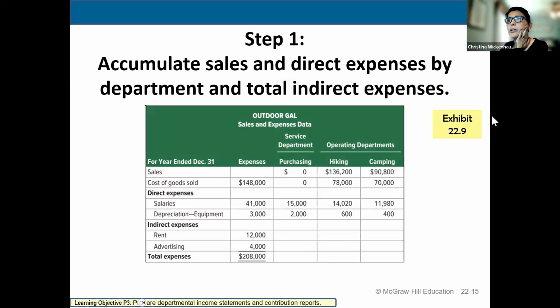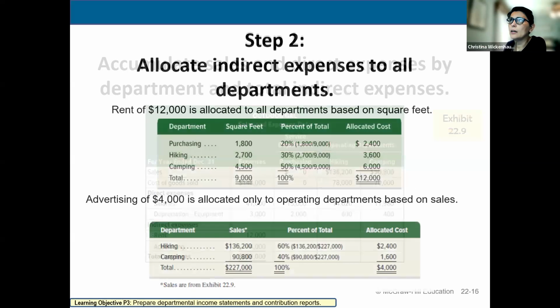So if we accumulate all of the expenses right here, and we spread that across, so we have purchasing, hiking, and camping. Obviously, the purchasing department is not going to have any sales or cost of goods sold. That's just for hiking and camping. We have salaries, and there's the salaries in each of those areas. We have depreciation in those three areas, and then we have other indirect expense that we can't trace to any one of those departments, whether it be service or operating. And so we're talking about rent for the entire building. So all three departments are inside of the building, and advertising can't be traced specifically to a department either. So it's advertising the whole company in various products.